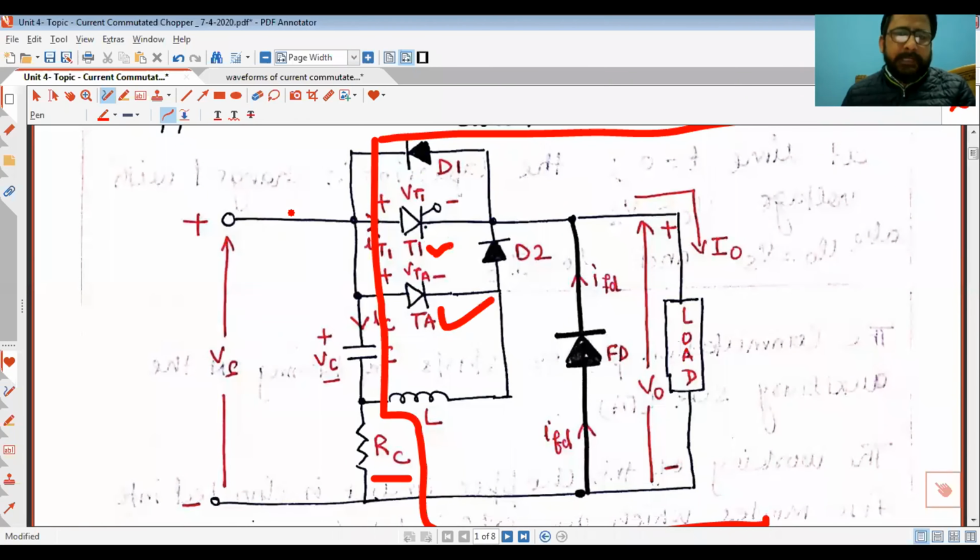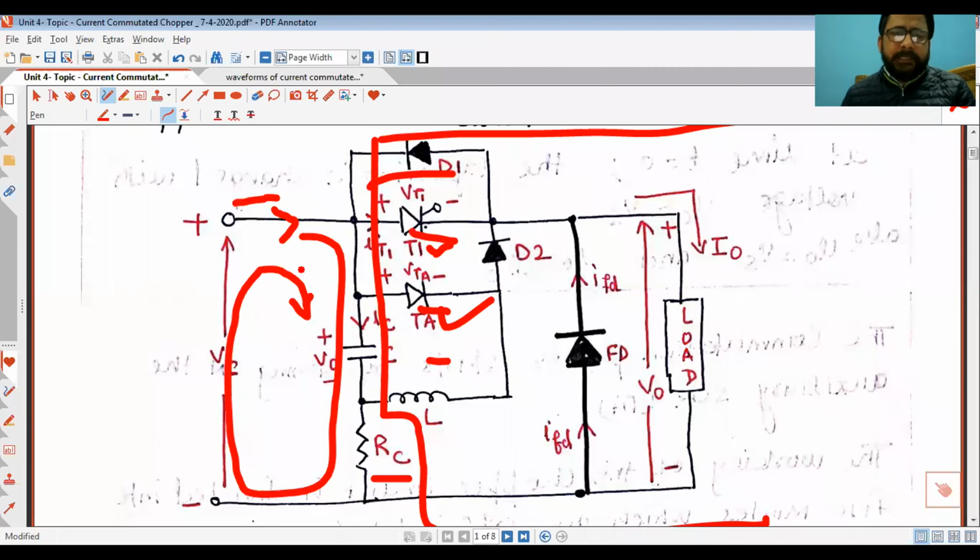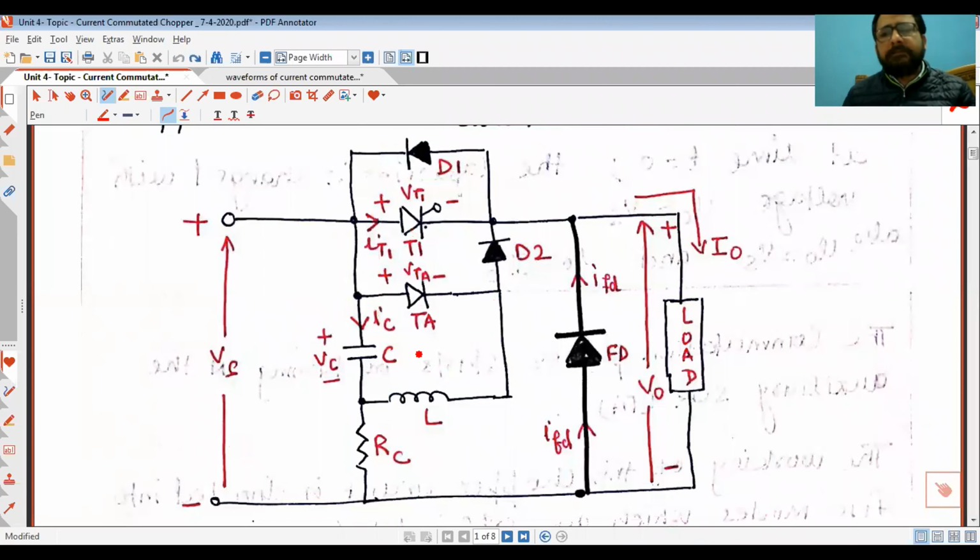So in that case, what happens? The current released by this supply will not enter any of these paths. It will go straight to the capacitor through RC and this path. This is how the current will flow. This current will charge the capacitor with a voltage equal to Vs. So our assumption is that at time t equal to 0, the capacitor used here is charged with a voltage equal to Vs plus Vs.